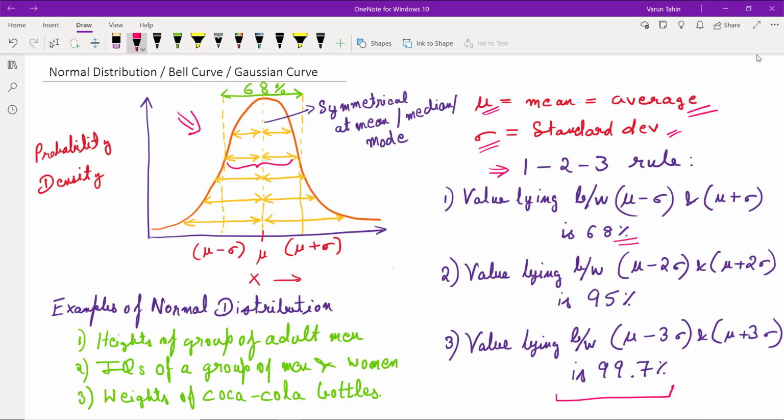Now some examples of normal distribution are heights of a group of adult men, IQ of a group of men and women, and weights of Coca-Cola bottles. So you will observe, once you have a lot of sample data of this, and when you plot it on a graph with probability density on the y-axis, you will get a curve similar to this, which is normally distributed, where mean, median and mode are symmetrical, and where the 1 to 3 rule is applicable, as it is a normal distribution. And as you observe, these examples come from real life, so it will be applicable for other real life examples too, where the population is huge.